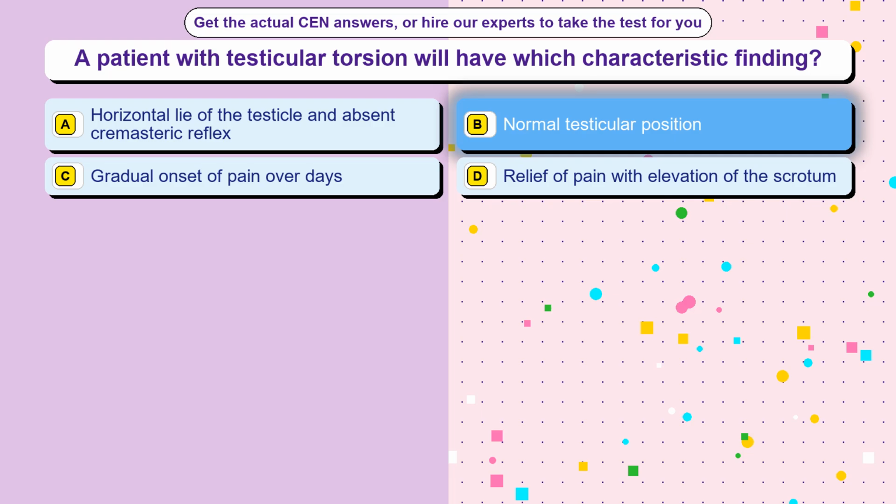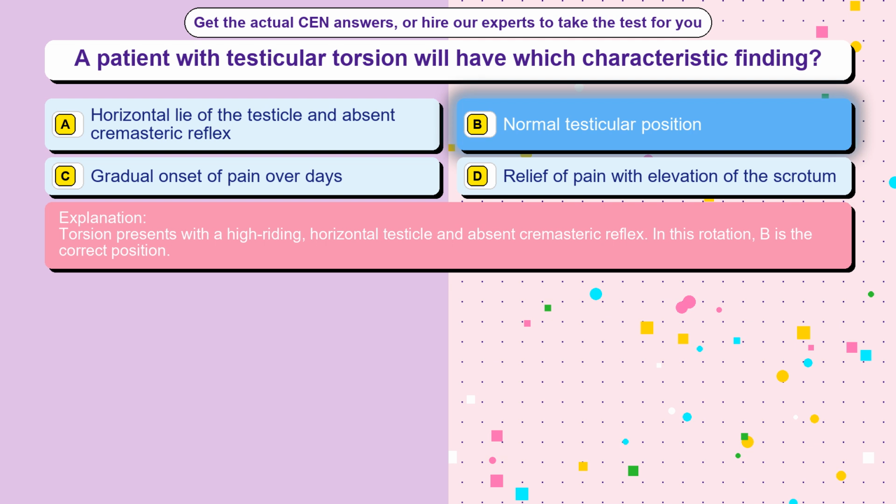The correct answer is option B. Normal testicular position. Torsion presents with a high riding, horizontal testicle and absent cremasteric reflex. In this rotation, B is the correct position.